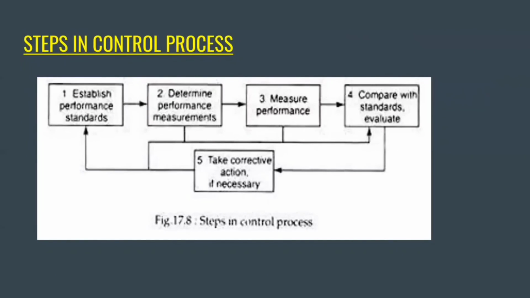And the next thing we are discussing is the steps in the control process. In this diagram, we see first, establish performance standards. Second is determine performance measurements. Third is measure performance, compare with standard, and evaluate. And if there are any errors, we should take corrective actions if necessary.